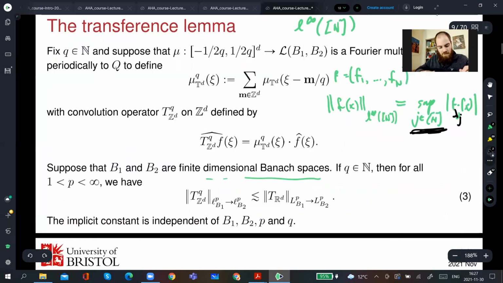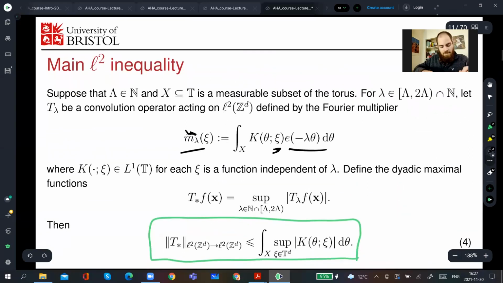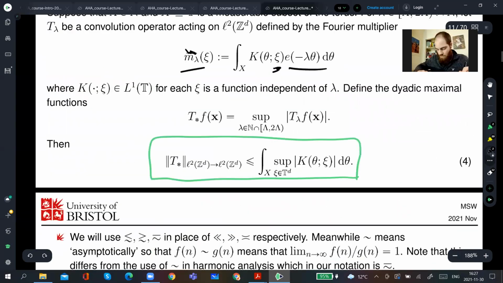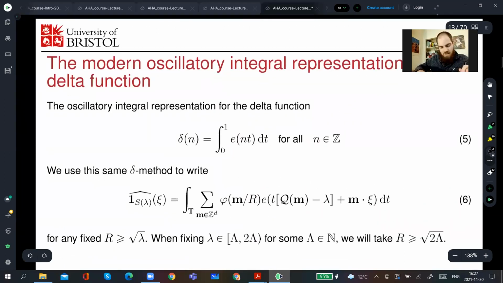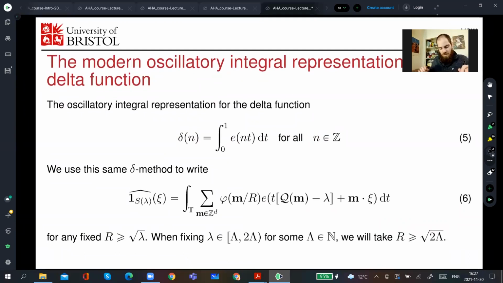Great. Okay, so let's start to run the circle method. It's one of our favorite tools. Delightful, inspired method due to Ramanujan, Hardy, and Littlewood.